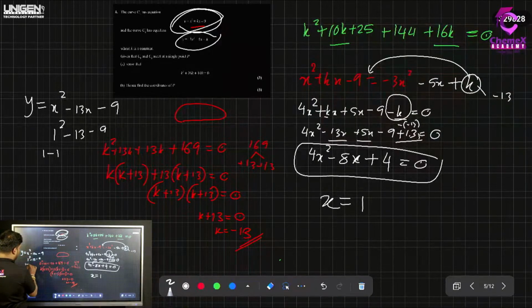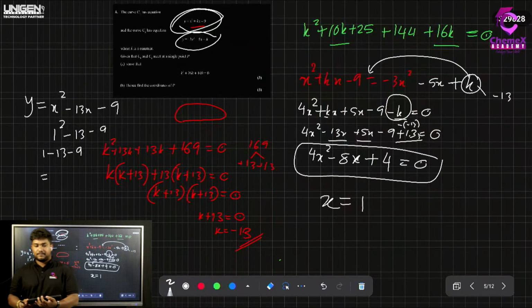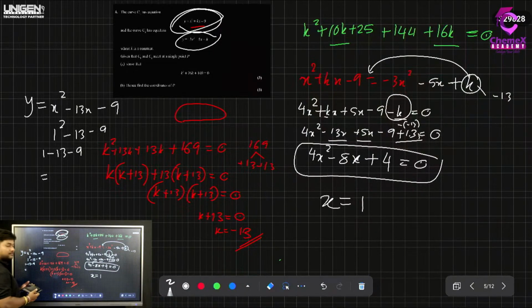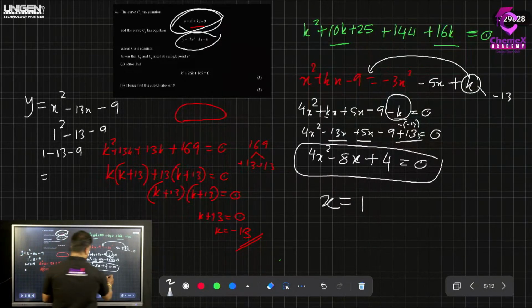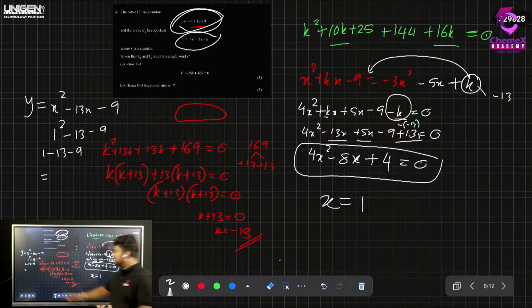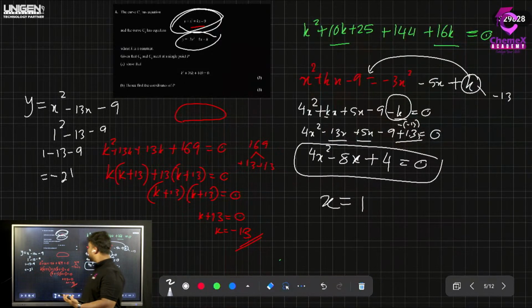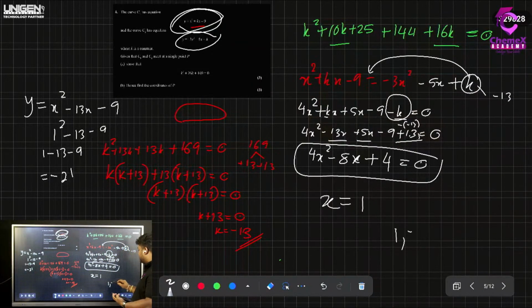So 1 minus 13 minus 9 is how much? What's the value? 1 minus 13 minus 9. Minus 21. So final answer you can write. So this is minus 21. 3 marks, final answer you write. So that's the P coordinate.